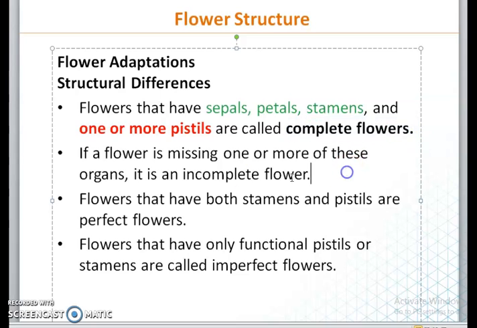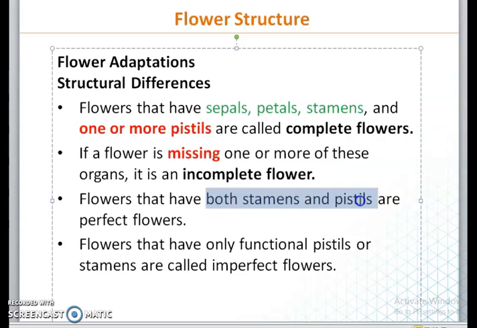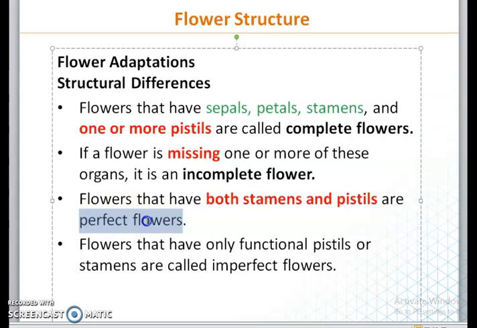Let's just make it bold here in black. If a flower is missing one or more of these organs, it's an incomplete flower. See here, let's make this in red and bold as well. So if a flower is missing one of the following components, it is considered an incomplete flower. Flowers that have both stamens and pistils are perfect flowers. So if they have both stamens and pistils, let's make it red and bold here, they are considered perfect flowers.